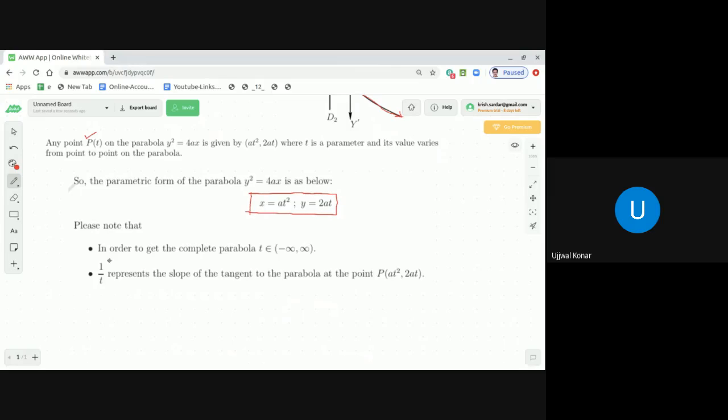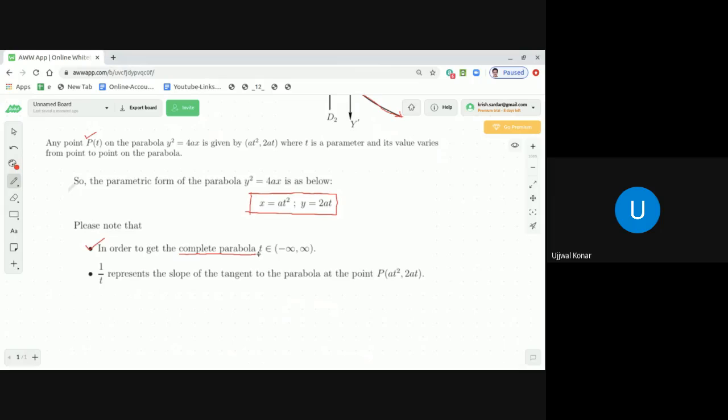The first one is that in order to get the complete parabola, we need to vary t from minus infinity to infinity. That means it is the entire real number set. You take any value of t, you will get different points on the parabola, and you join all those points and you will get the exact shape of the parabola. So that is why it is written, in order to get the complete parabola, we need to vary t from minus infinity to plus infinity.